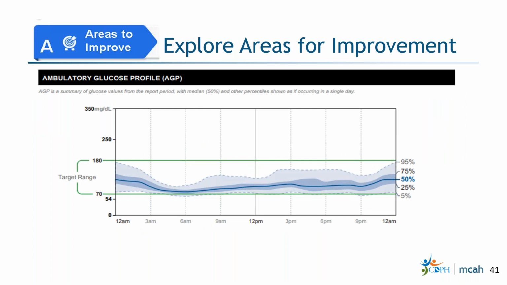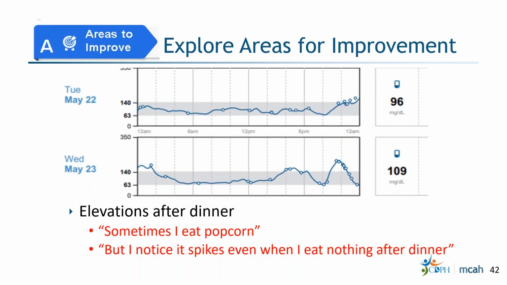And then next, we can go ahead and I like to ask permission to explore areas for improvement. So say, okay, we've looked at all the things that are going well. Would you mind if we just spent a little bit of time talking about some possible opportunities for improvement? So looking at that, we could pick out a couple times or a couple days.